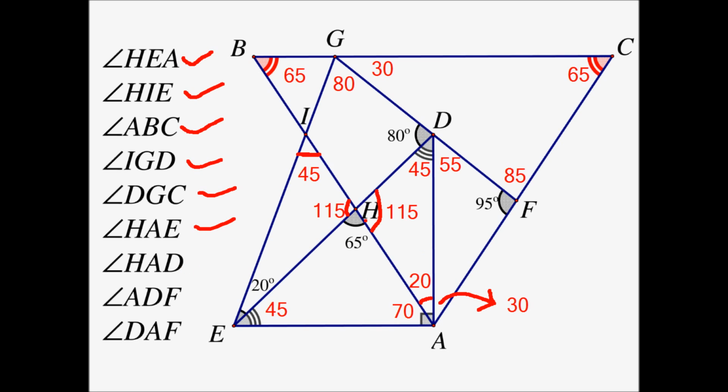What's HAD? HAD is 20. We already have it right here. 20. ADF. We already have it. 55. Okay. DAF. We already have it. It's 30 right here. 30. So we have all these angles now. So we're all set.